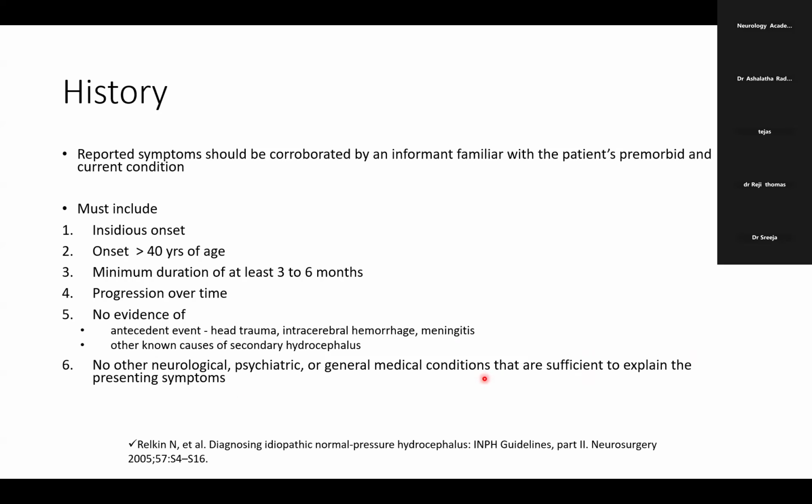Coming to the history, the reported symptoms should be corroborated by an informant who is familiar with the patient's premorbid and current condition. The points which we should include are insidious onset of the symptoms at more than 40 years of age, a minimum duration of the symptoms of at least 3 to 6 months, and progression over time. There should not be any evidence of an antecedent event like head trauma, intracerebral hemorrhage, or meningitis, or any other known causes of secondary hydrocephalus. There should be no other neurological, psychiatric, or general medical conditions that are sufficient to explain the presenting symptoms.